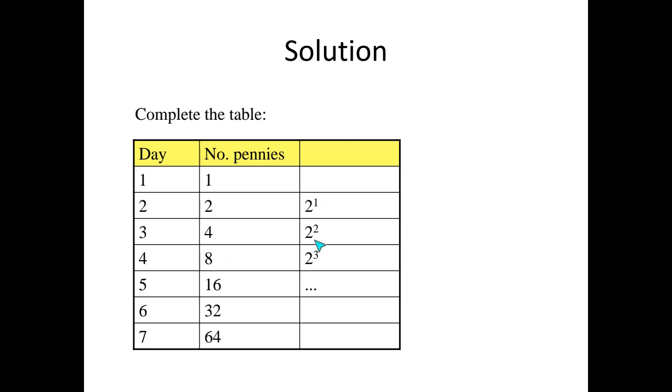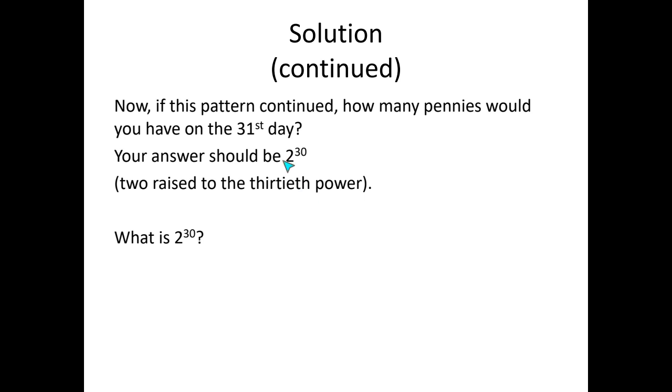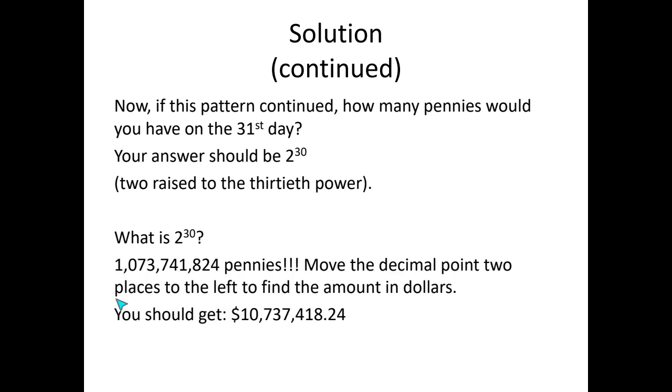And so we can see a little pattern here on the right. The number 2 here can be written as 2 to the first. The 4 can be written as 2 squared, and so on. So on the 31st day of the month, we would have 2 to the 30th power. And if we put that in our calculator, this number is going to be right here. But if we move the decimal point to the left, then we could earn $10 million. And so choosing the pennies was a better option, but you can see how fast this grows.